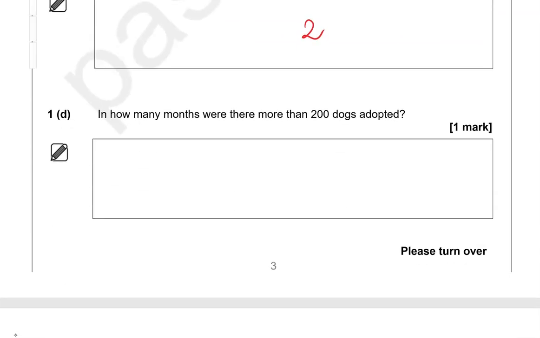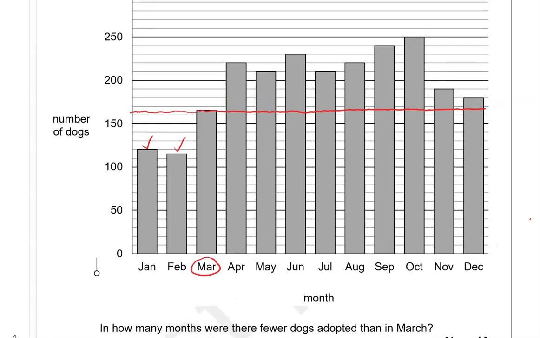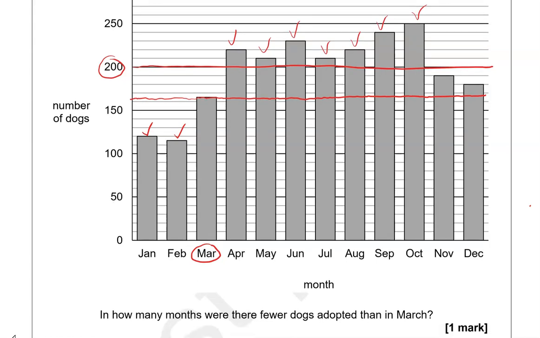In how many months were there more than 200 dogs adopted? So where is 200? Let's find that. That's here. So more than 200. So we've got 1, 2, 3, 4, 5, 6, 7.